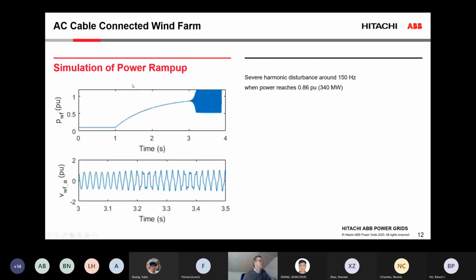And this can also be validated if we simulate this power ramp up. We start here from 10% production, we increase the production, and eventually we would see something similar to what we observed in the real wind farm, that we ended up with a very large harmonic distortion around a frequency here that depends on the grid and the wind turbines themselves.